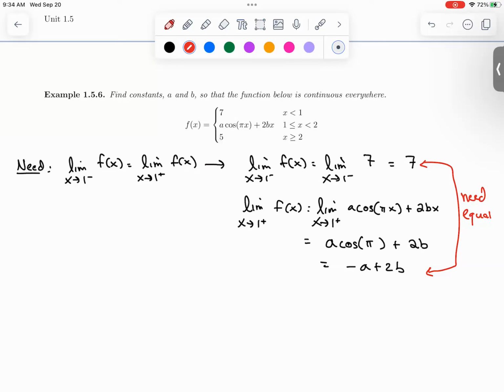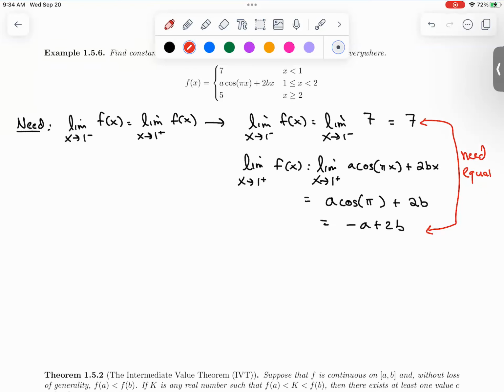But suffice to say, as long as we do this, we'll be fine. And I'll explain why in a little bit. So we have that going for us. And we need that the limit as x approaches 2 from the left of f of x is equal to the limit as x approaches 2 from the right of f of x, the other dividing value. So we need the other dividing value to have the limit be correct. So we'll just compute those.